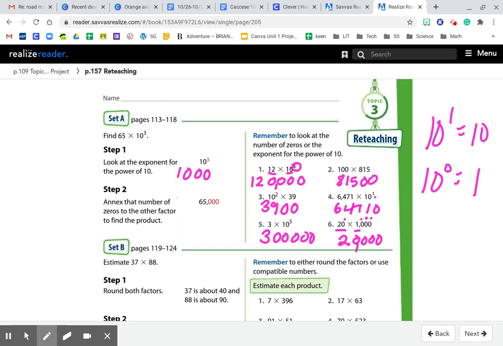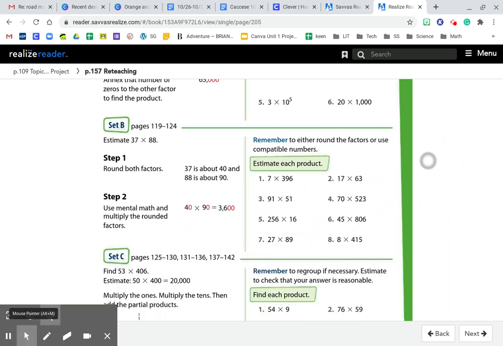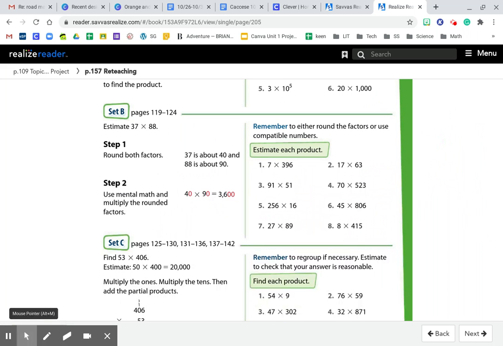And moving on to set B, you're going to round and estimate here. And it says round the factors or use compatible numbers. Remember, our goal is to get as close as we can to the actual answer when we round. So sometimes we're going to round to the largest place value. Sometimes we're going to be looking for compatible numbers. For instance, on number 1, 7, you could round it up to 10, but I would suggest you try to leave one of the factors alone if you can. It will help you get closer to the actual number.